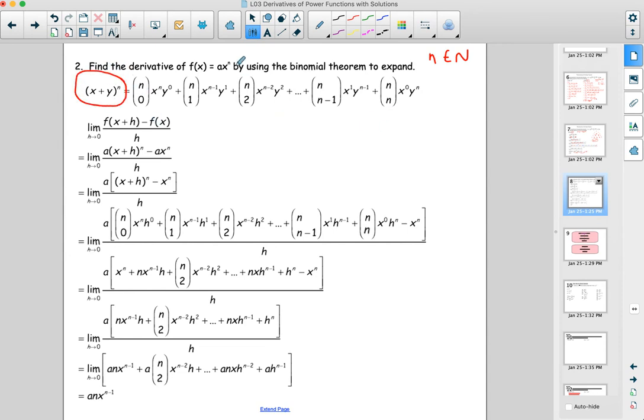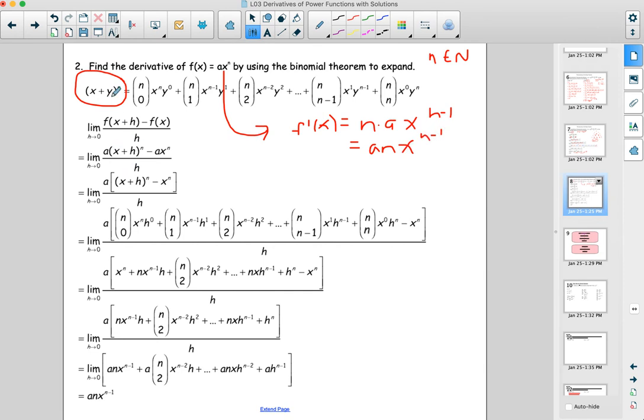In the general case now, I do know what the derivative is supposed to be. F prime at x is supposed to be n times a times x to the n minus 1. Or we can write that as a n x to the n minus 1. Now we're going to try and prove that.